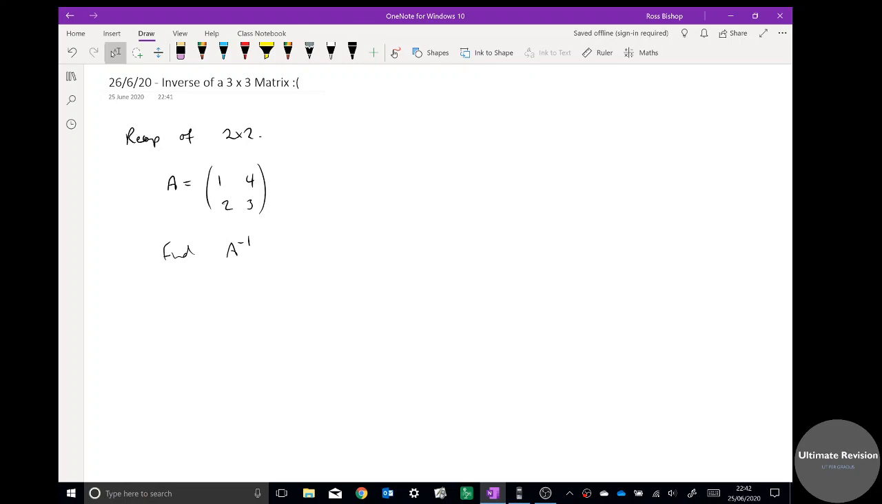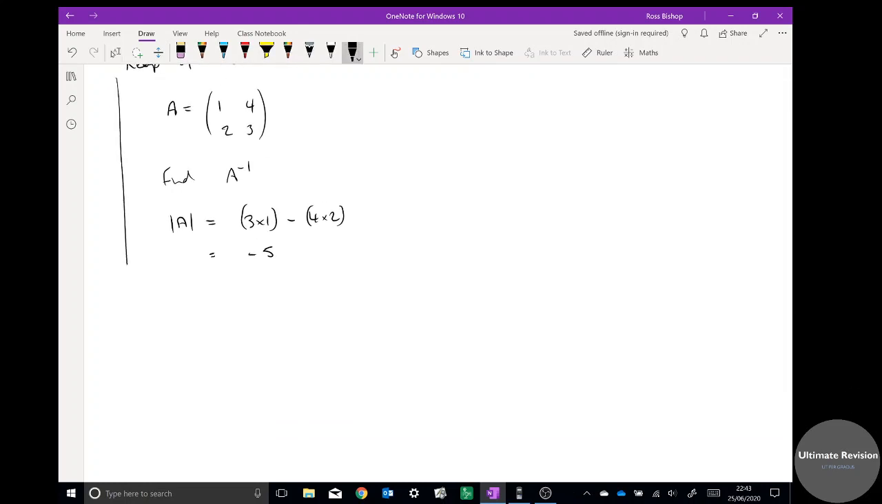Okay, so first thing we did, we worked out the determinant of A, which is 3 times 1 minus 4 times 2, which in this case is going to be 3 minus 8. Then you swap the leading diagonal, so it's 1 over the determinant, that becomes a 3 and that 1, and then you swap the signs of the other two. And you can always check on your calculator as well that that will work.